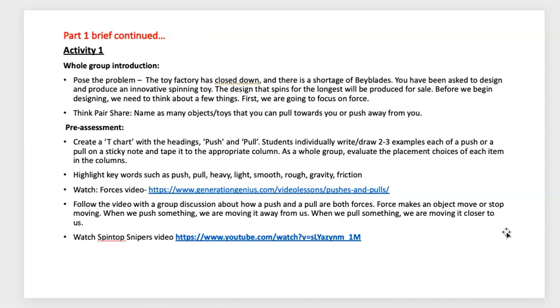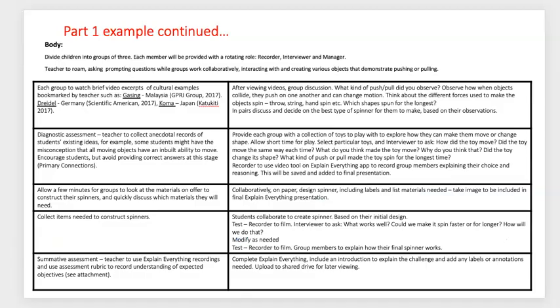Then as a whole group, we're going to watch another video, but this one is more specific to spinners, to get them engaged in the activity they're about to do. So for the body of the activity, I'm going to divide the children into groups of 3. Each member will be provided with a rotating role, which I've chosen to rotate so everyone gets a little go.